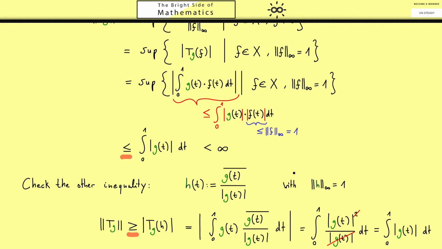Okay, so this was one quick example of calculating the operator norm of an operator between two normed spaces. In the next video I want to start talking about operators between Hilbert spaces.